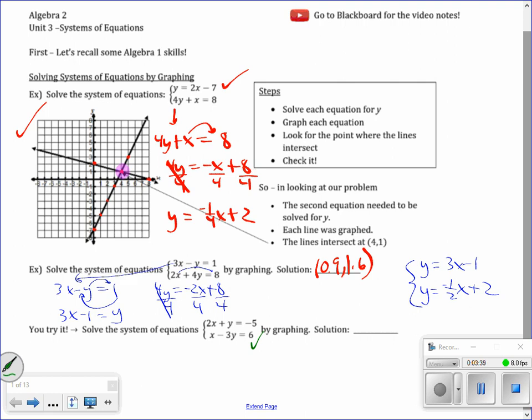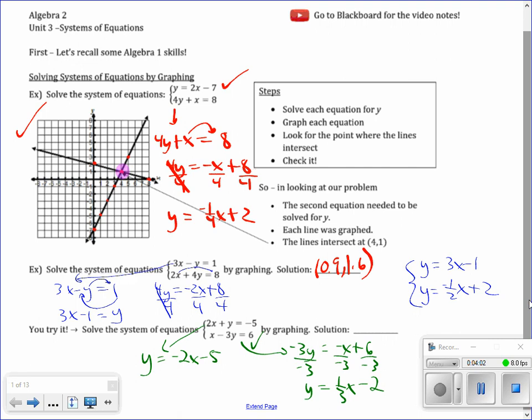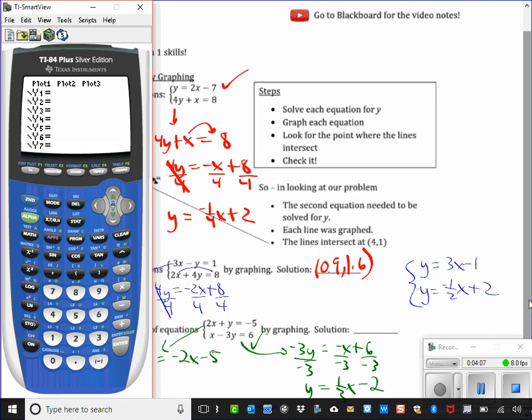All right, so if I'm solving this guy for y, it just turns into -2x minus 5. And this one over here, I'd move the x to the other side, so I have -3y equals -x plus 6, and then I would divide everything by -3. So I get y equals 1/3 x minus 2. All right, so we can do this in Desmos, or we can do this in our calculator. So when you're in your calculator, I need -2x minus 5, so -2x minus 5. And then down here below, I need 1/3 x minus 2.